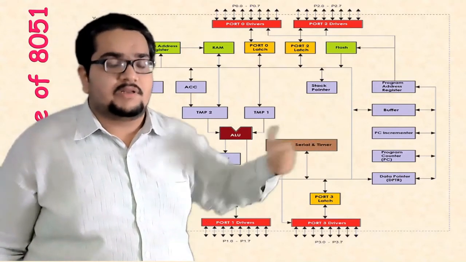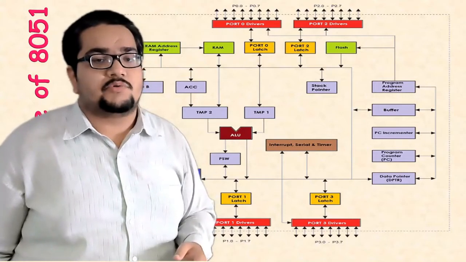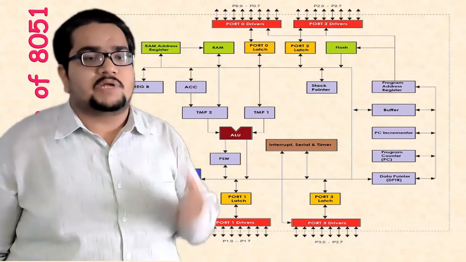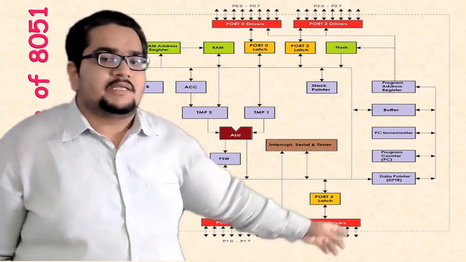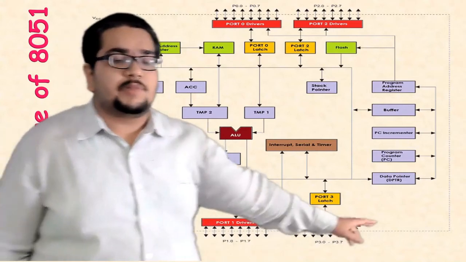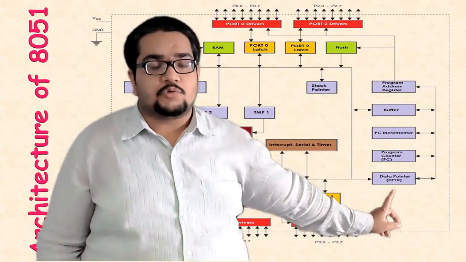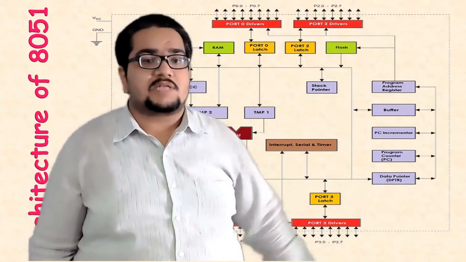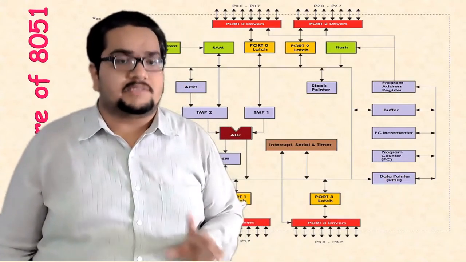The PC increments upon every instruction executed; the value stored in the program counter register is incremented such that it points to the next instruction to be executed. Here we have the DPTR register. It is called the data pointer. This will be used whenever we have an external data memory connected. So this particular register will hold the address of the external memories.